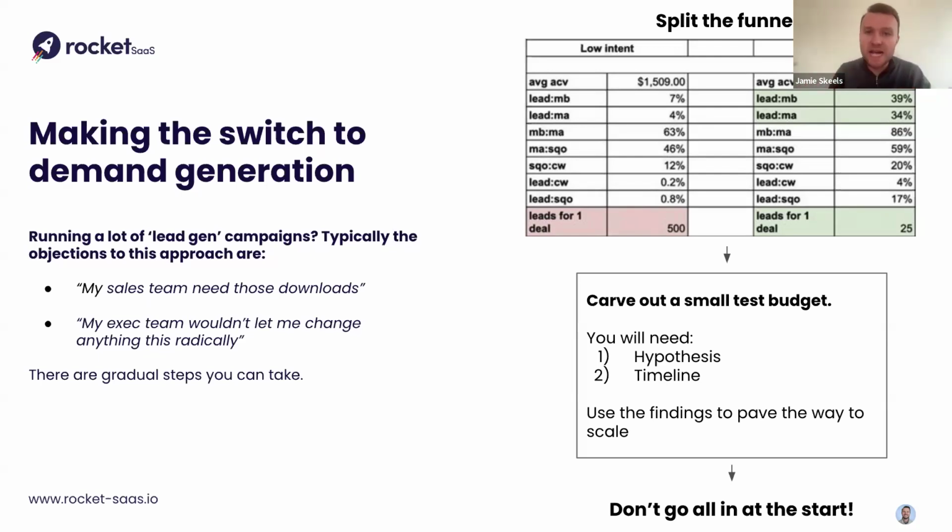They then moved to carving out a very small test budget. This was their next step. I think at the time it was around 10% of the budget, something like that. And they had a hypothesis and a timeline. It was as simple as saying, for the next 3 months, we are going to use this test budget to run what we consider to be demand generation campaigns. So ungated content about the problems we solve, ungated content about a product. And we're going to serve that to our audience.